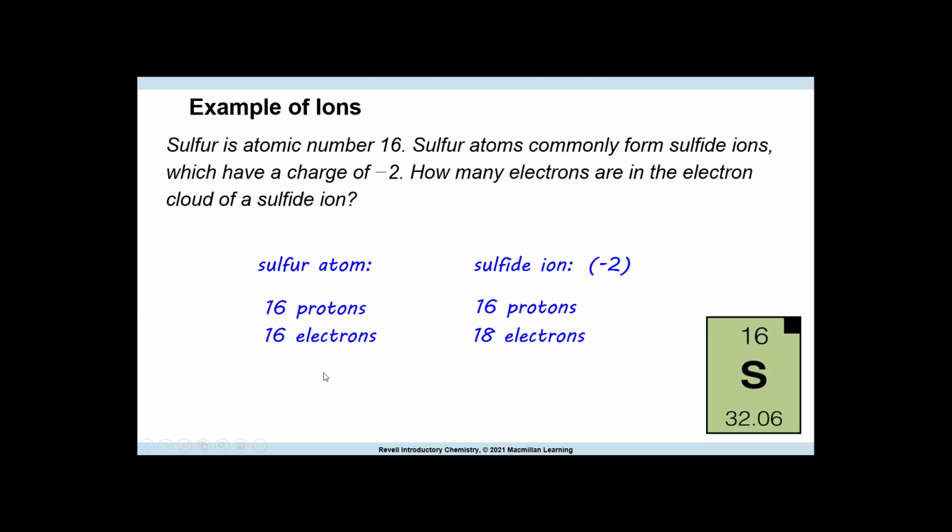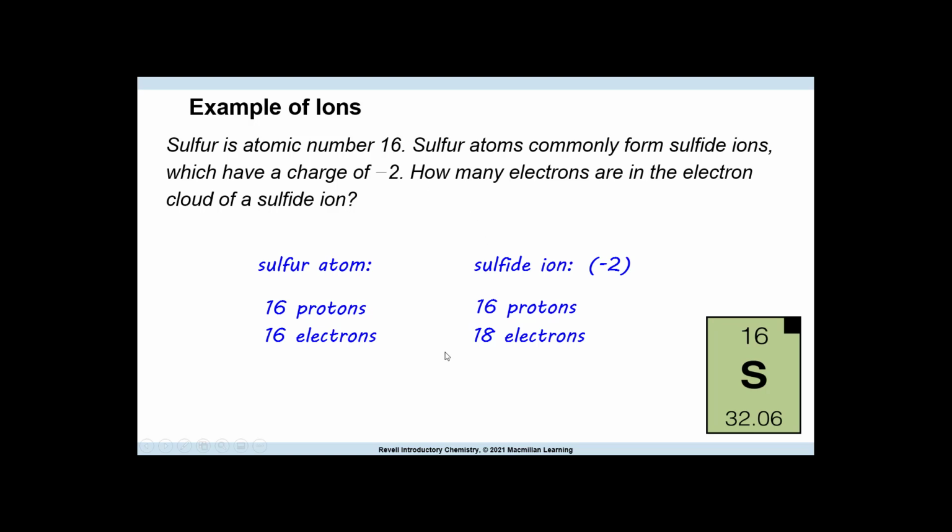By the way, I do like how they broke this bottom part up, which is why I wanted to do mine first, and if that didn't make sense, hopefully this does. But it now has a -2 charge. So because it has a -2 charge, that's the problem here: do you subtract or do you add?